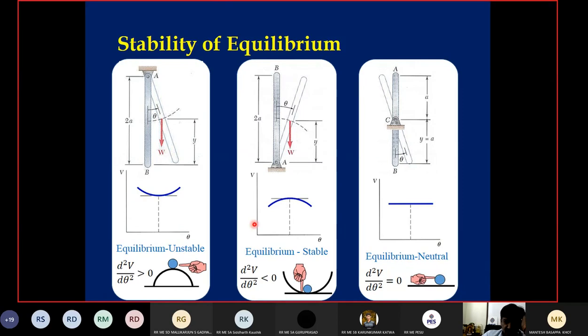The definition of each of these is as follows: if an object is displaced slightly from the equilibrium and released, and the object moves to a new position, then the object is in the state of unstable equilibrium.